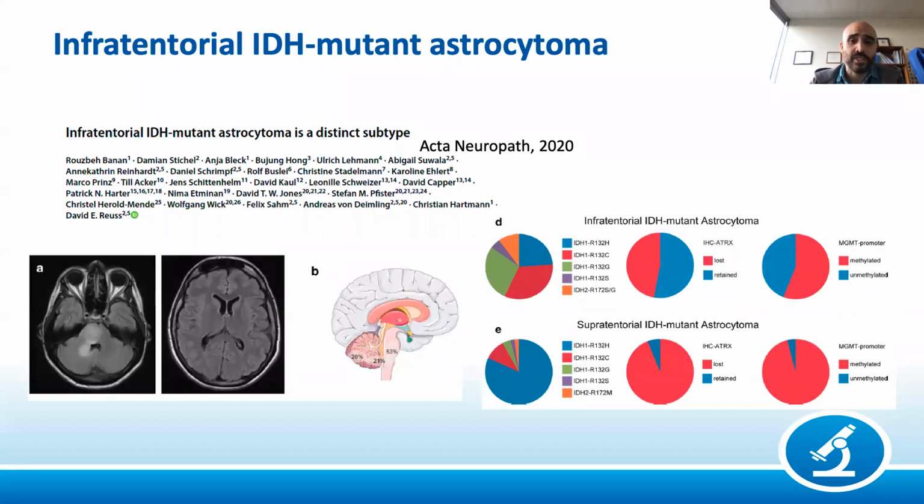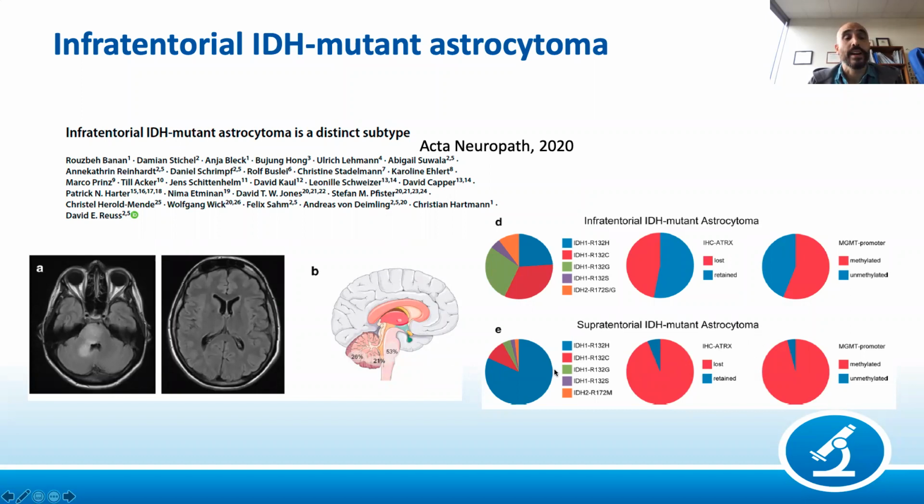But this, I would argue, is actually a rare variant within an otherwise common entity. IDH-mutant gliomas in general were thought for a long time to be entirely supratentorial, and it turns out that wasn't entirely the case. They can actually arise infratentorially as well, in the posterior fossa, brainstem, and even the spinal cord. It's unusual, but they do. But what's interesting about these tumors is they don't actually molecularly look exactly the same as a supratentorial IDH-mutant astrocytoma.